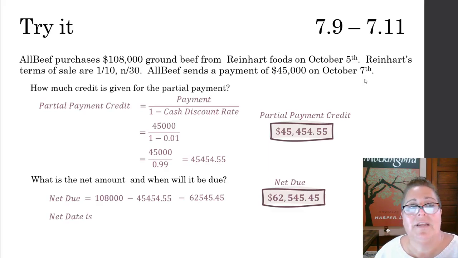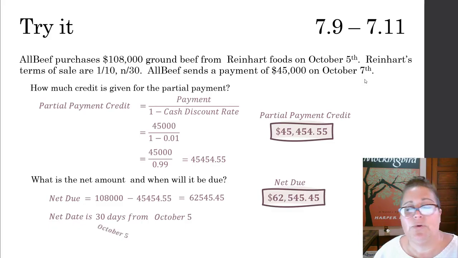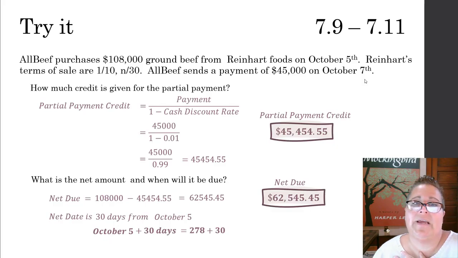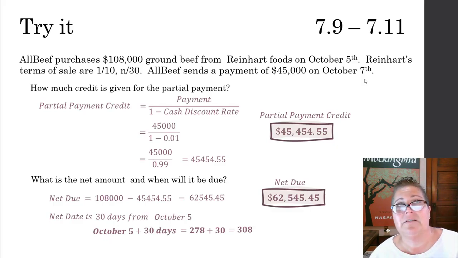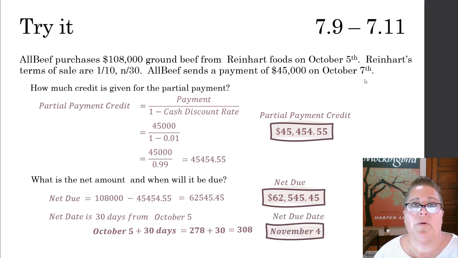When is it due? The net date is 30 days from October the 5th. Always the invoice. When we're doing ordinary, it's always the invoice. So 30 days from October the 5th, excuse me, would be October the 35th. Doesn't exist. Subtract 31 days from October, and we're left with a net due date of November the 4th.